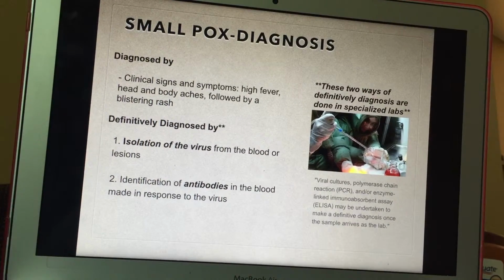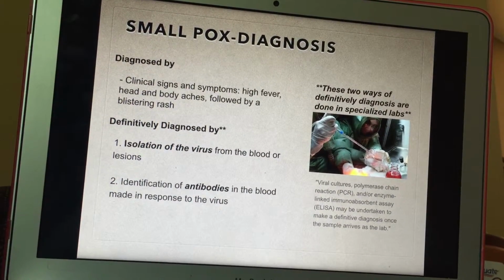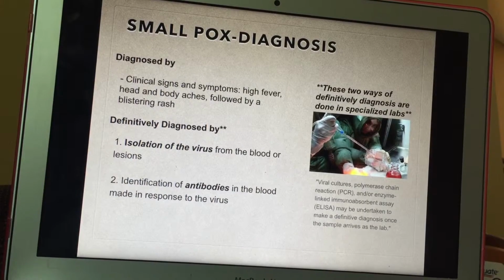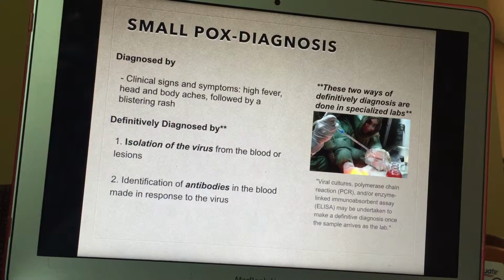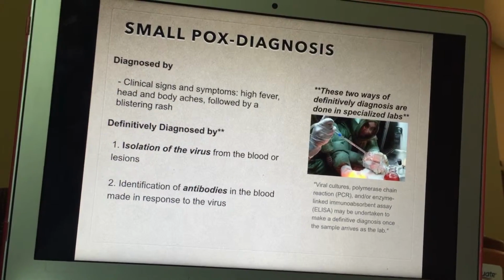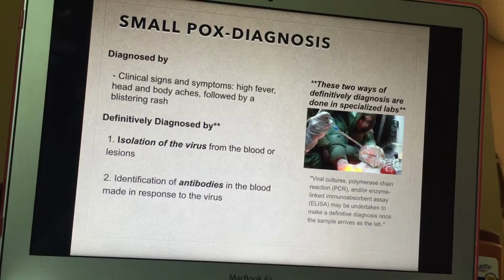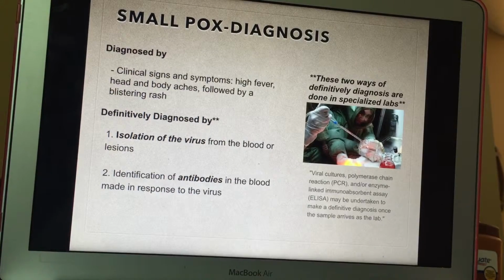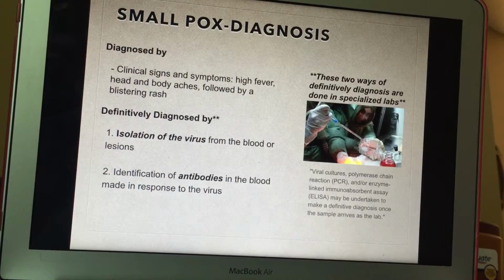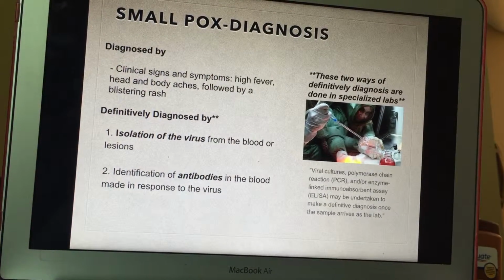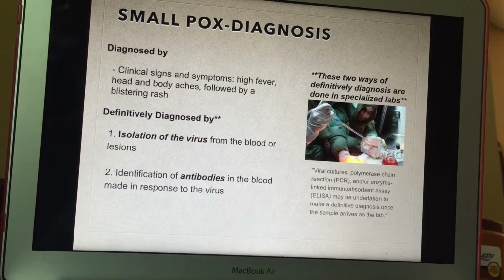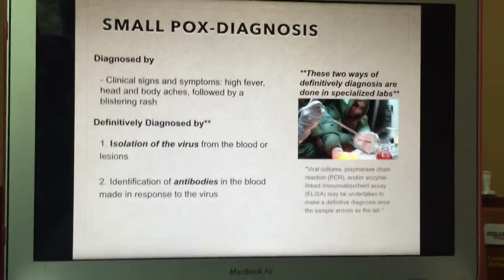So the diagnosis for smallpox can be based on a couple different ways. The first one is your clinical signs and symptoms. So this would be your high fever, your headache, body ache, and then the progressive rash that happens all over your body. It's very distinct in the kind of rash and blisters that it makes on the body, so it is easy for a trained eye, such as a doctor, an NP, or a PA, to recognize.